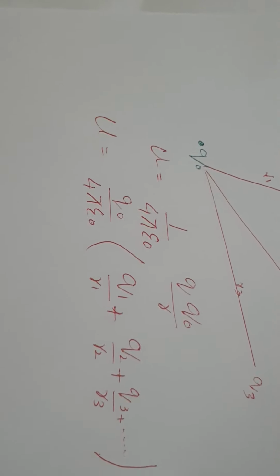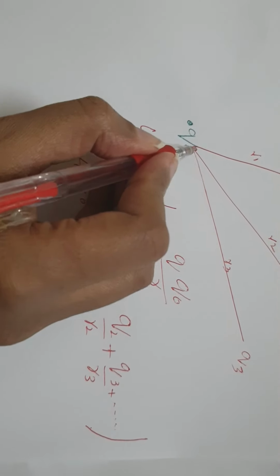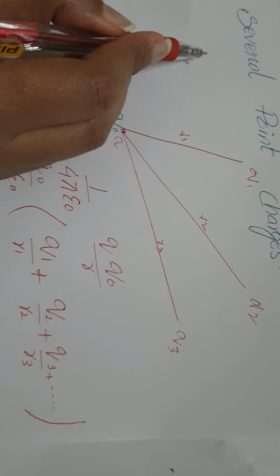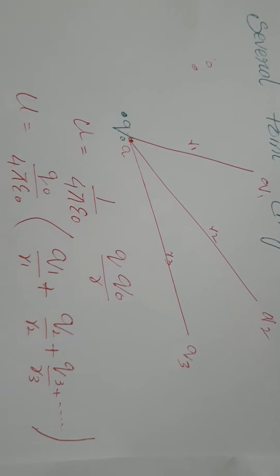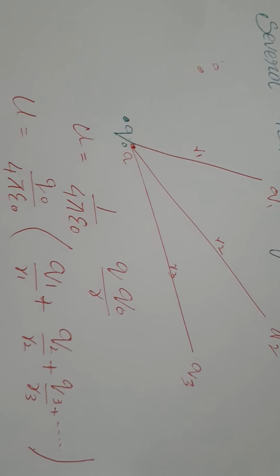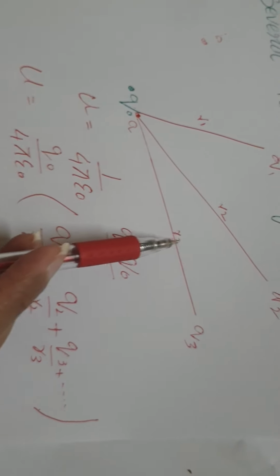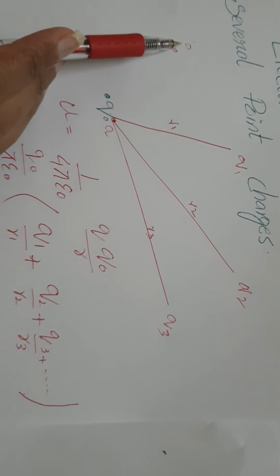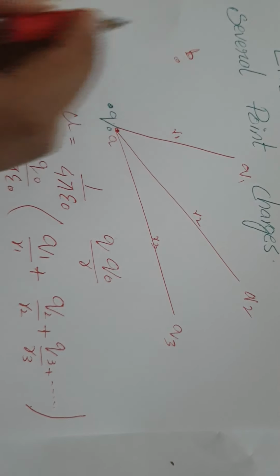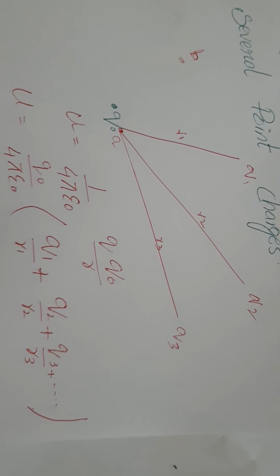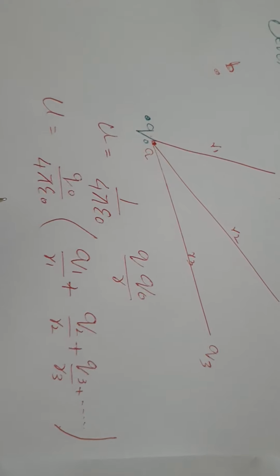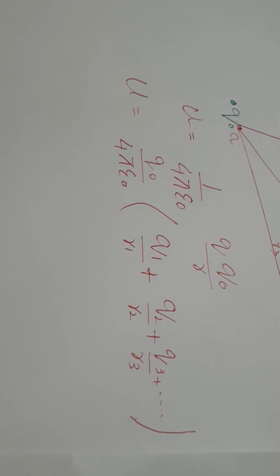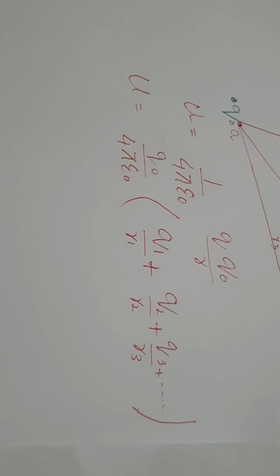Now let's suppose this charge is at point A. If Q naught moves from point A to some other point B, then the potential energy will be given by the same formula, but the distances R1, R2, R3 of Q1, Q2, Q3 will be taken with respect to point B. So the work on charge Q moving from A to B is equal to the difference UA minus UB.